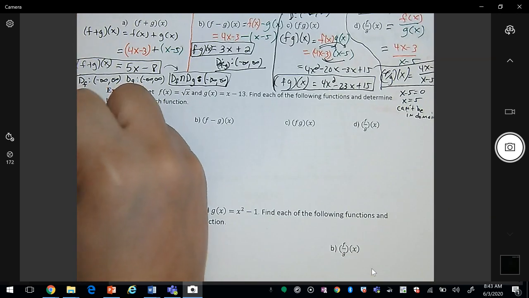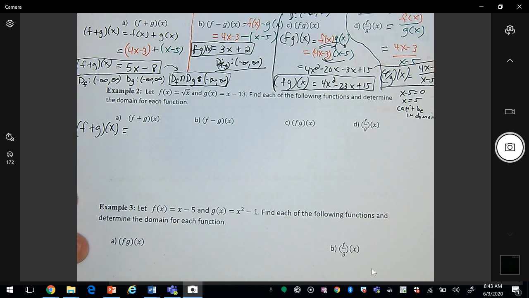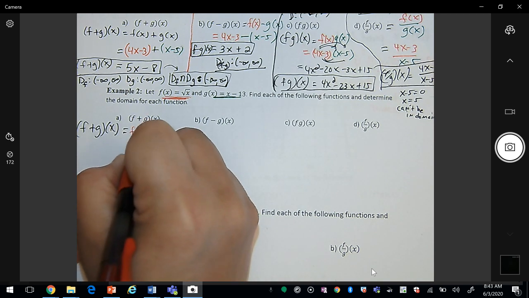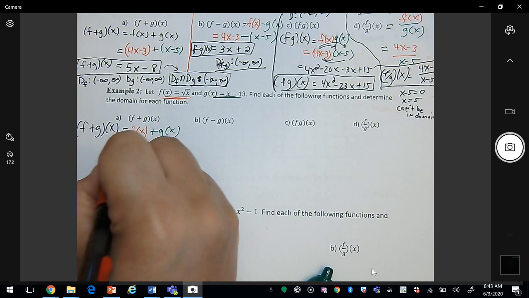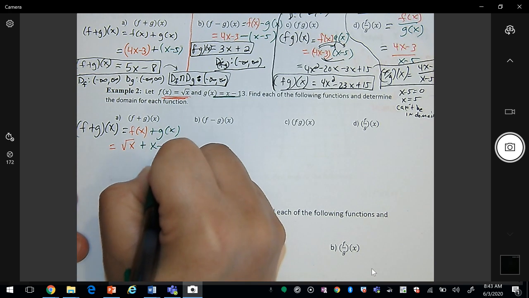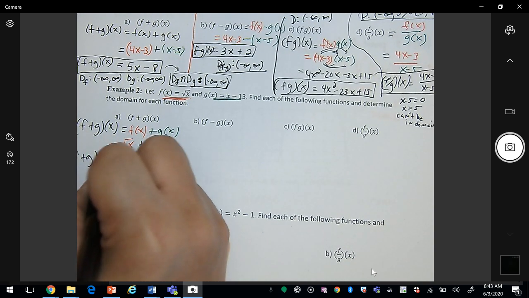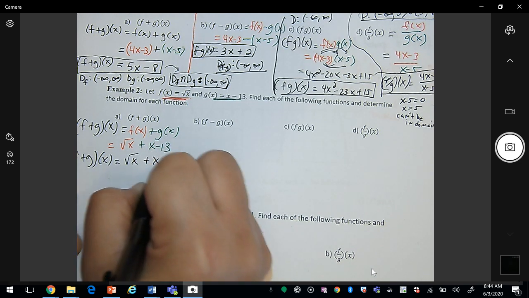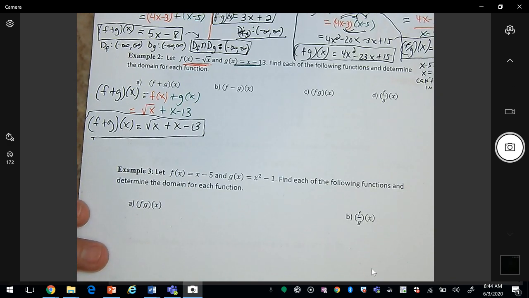Example 2. So f of x is the square root of x, and g of x is x minus 13. So here I can write this as f of x plus g of x. f of x is the square root of x, and g of x is x minus 13. Simplify. Square root of x plus x minus 13. I can't combine those terms. And so now we look at the domain.